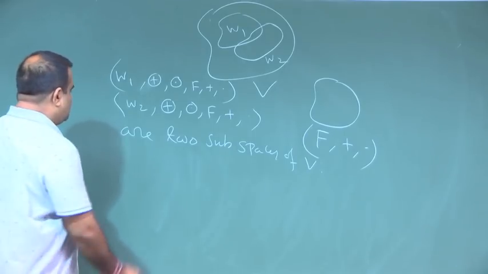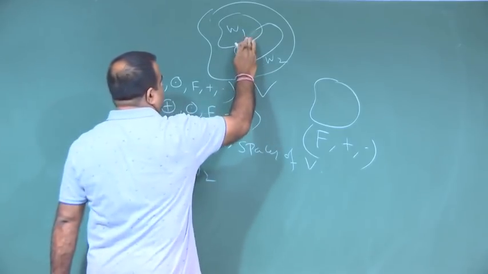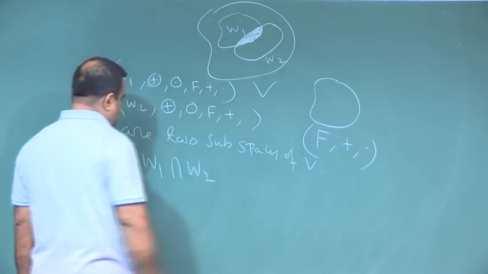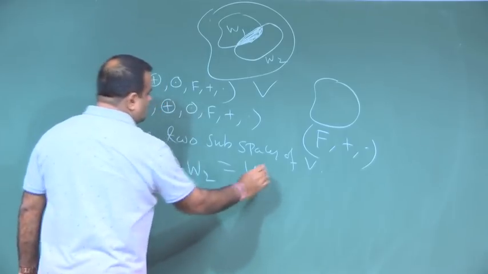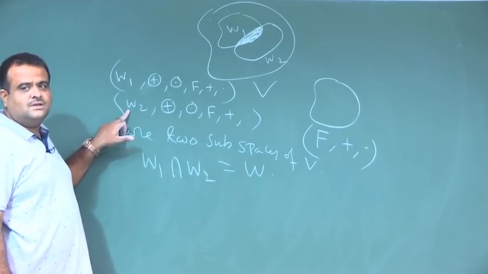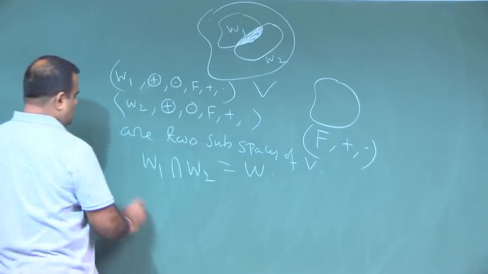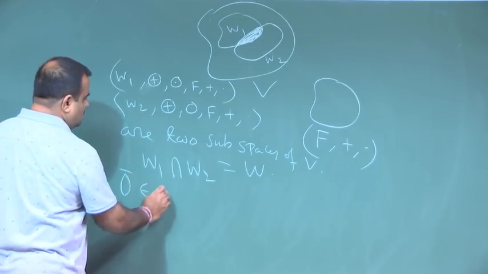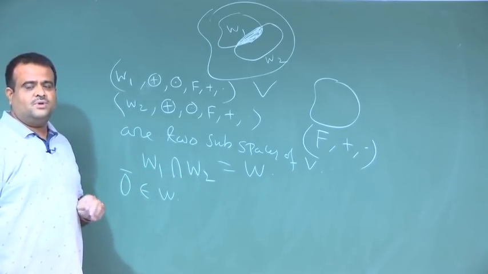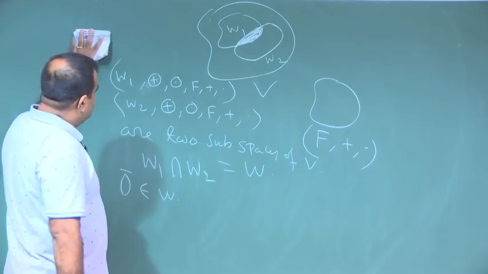Now, the question is whether the intersection is a vector space. So, is this set intersection a vector space or not? Suppose this is W. Now, W is non-empty because W1 and W2 are vector spaces, so the 0 vector must be there in both. So, the 0 vector belongs to W, because the 0 vector must belong to both W1 and W2 in order for these two to be subspaces. Okay. So, now we can use that theorem to show this is a vector space.